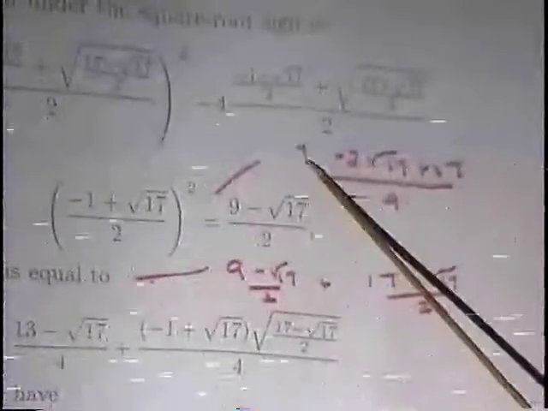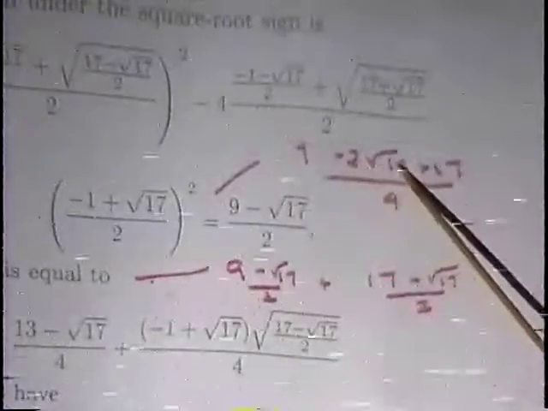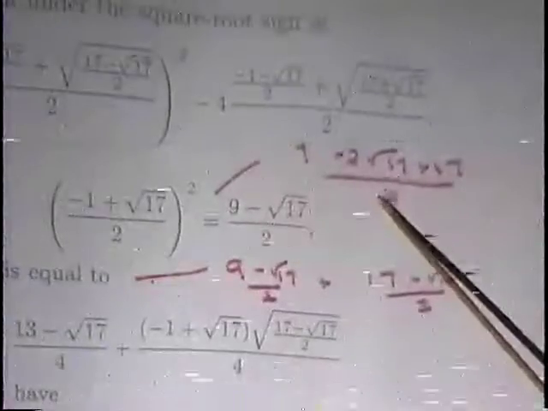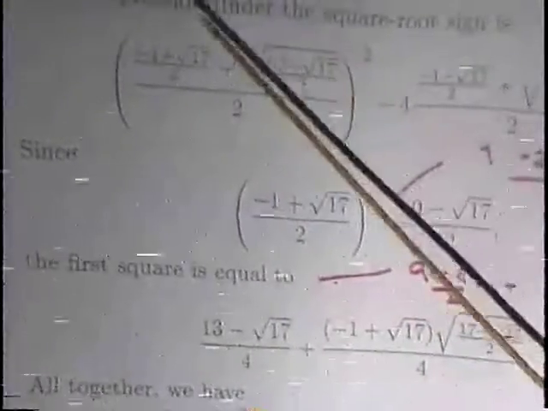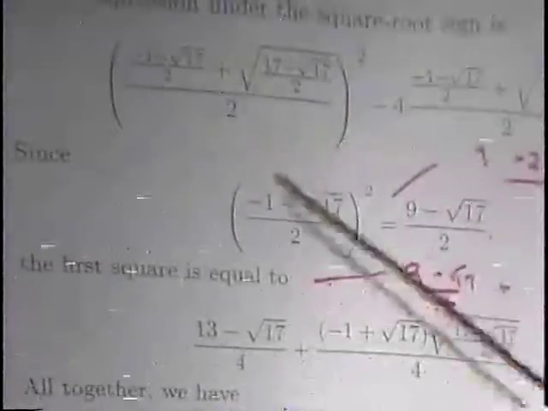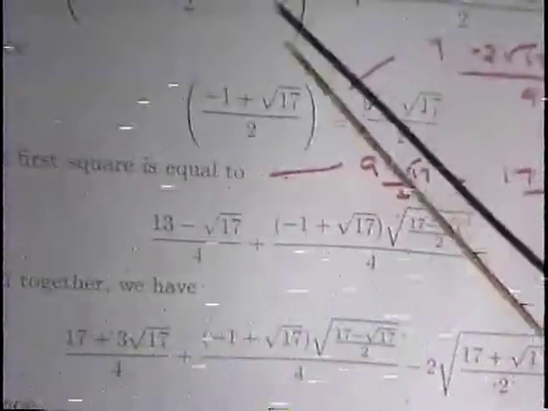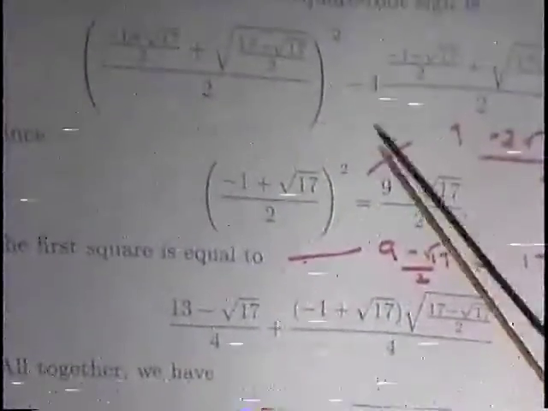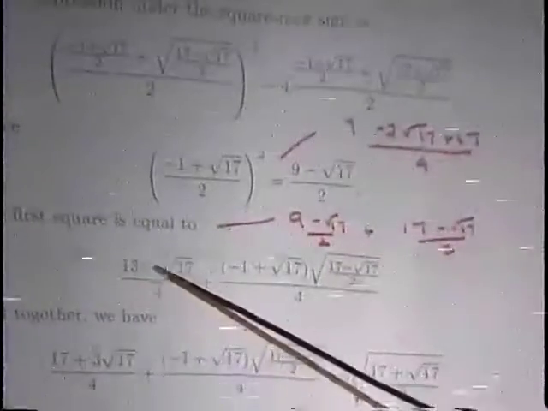Then I simplify a little. 1 plus 17 is 18 over 4, which is 9 over 2. -2 times square root of 17 over 4. The 2 cancels. I'm left with that. So that's this little bit squared. If I square everything here, I have to get a 2 squared is 4. And I have to take the square of this, which is that. I have to add it to the square of this, which is that. And those two added together with any luck give me 13 minus the square root of 17.